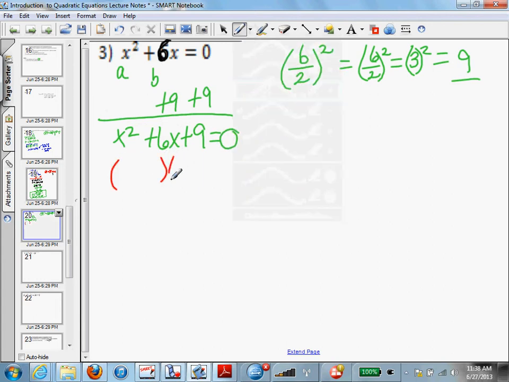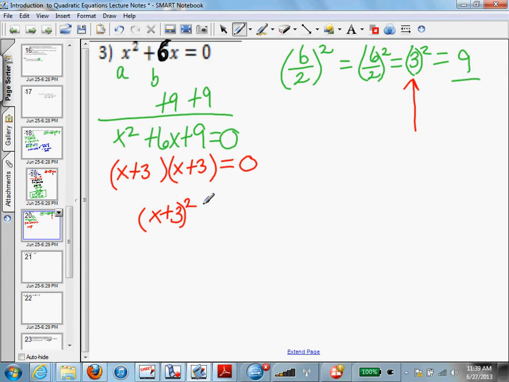Now we want to factor this into two pieces of our x's, and then we want to actually search for this number right here before we square it, once we divide it by 2. It's going to be a positive 3. You can write that as the one term, x plus 3, being squared, equaling 0.